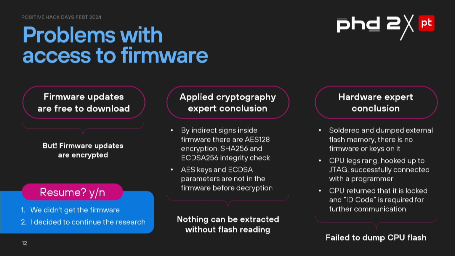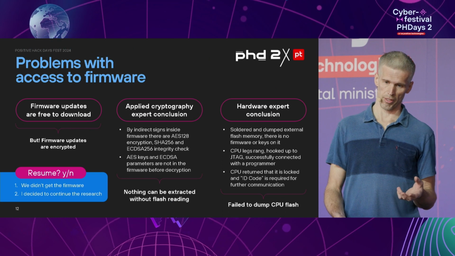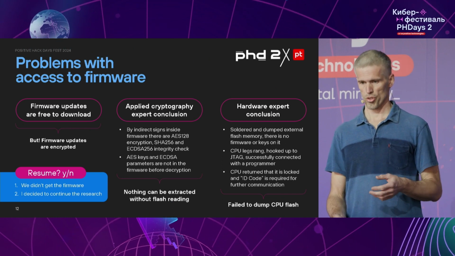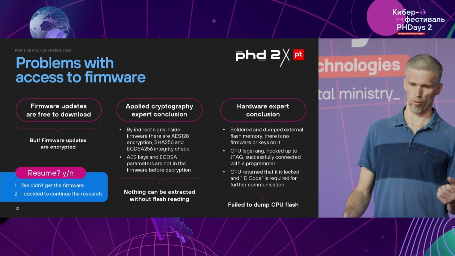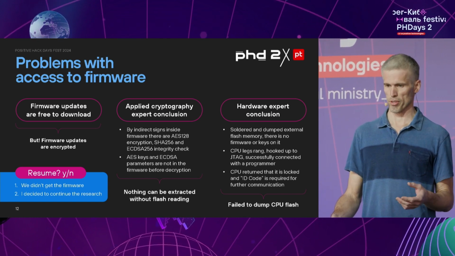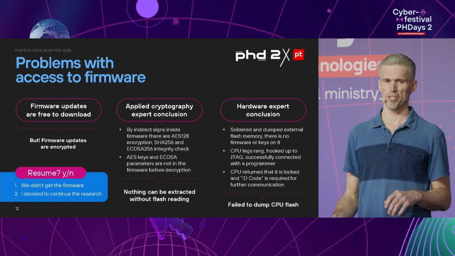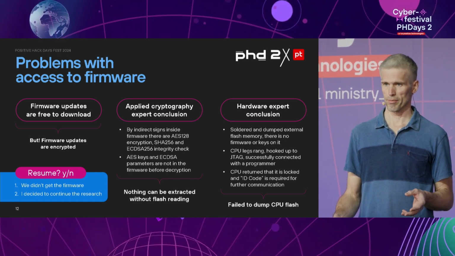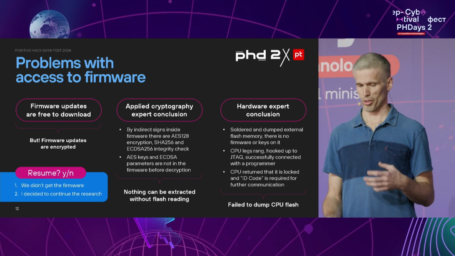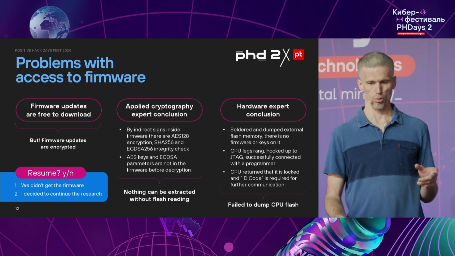After that, we wanted to deep dive into this issue. Then we realized there is no firmware. Well, actually, there is firmware, but it's encrypted, and we can't decrypt it. And our hardware guy tried to get it directly from the chip. He failed. And so we have a PLC, but there is no firmware. What do we do next?